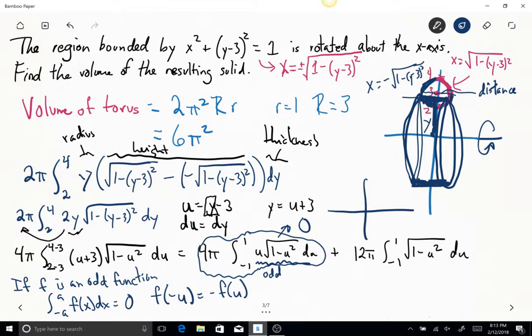So this one is not an odd function. It's actually an even function. And there are ways to deal with even functions as well. But what happens is we can work with this thing quite nicely.